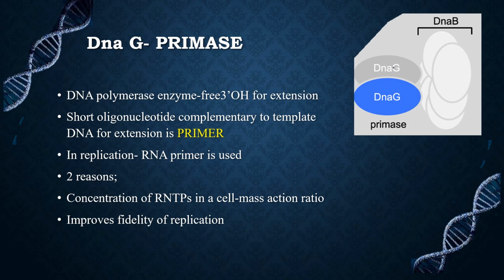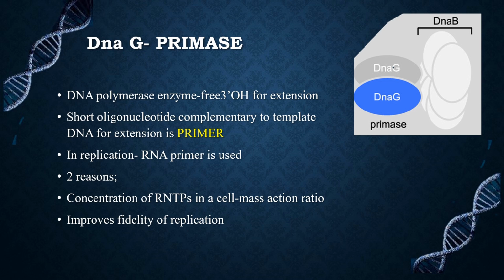DnaG, which is a primase, synthesizes the primer needed for replication. DNA polymerase, which is the major replicating enzyme, requires a free 3' OH for extension as they cannot initiate polymerization. This short oligonucleotide, complementary to template DNA, that provides free 3' OH for extension, is called primer. In replication, RNA primer is used even though it is not an absolute requirement.